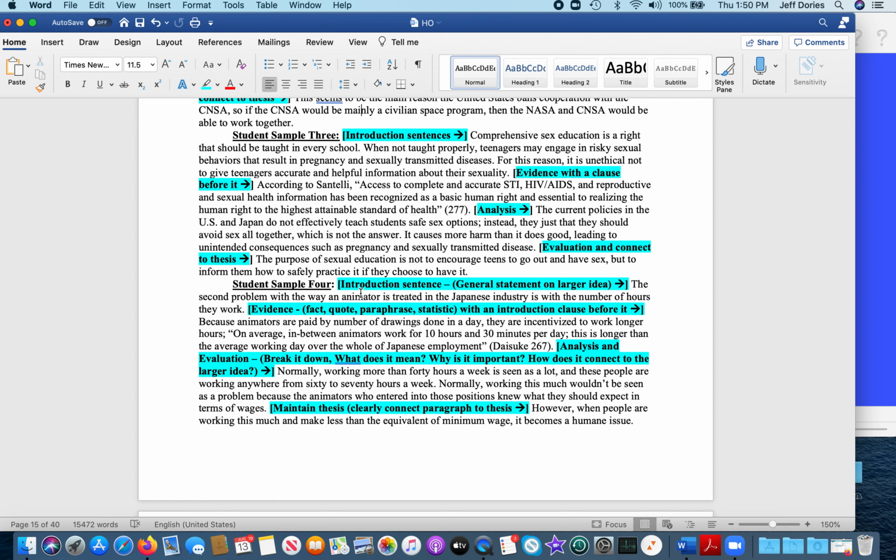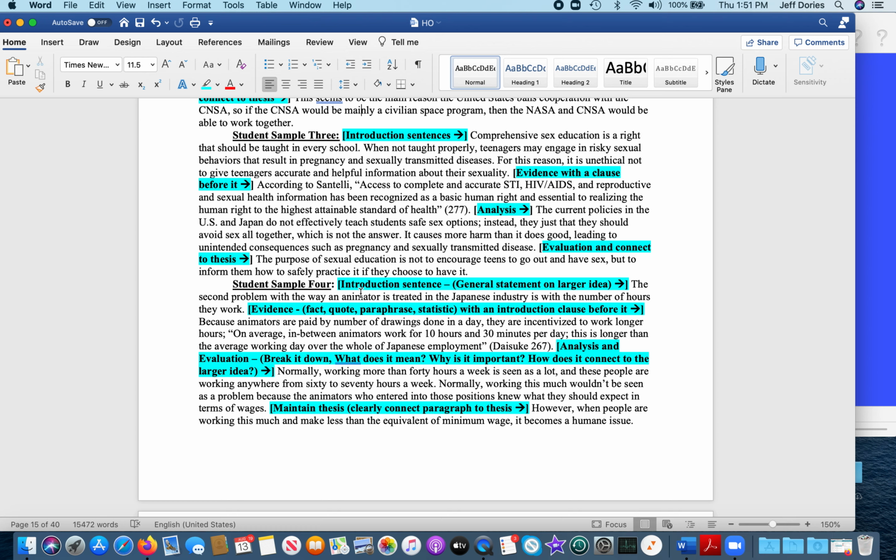The current policies in the US and Japan do not effectively teach students safe sex options. Instead, they just say that they should avoid sex altogether, which is not the answer. It causes more harm than it does good, leading to unintended consequences, such as pregnancy and sexually transmitted disease. Okay, so that clearly explains why that evidence is important. It's making the case to that jury of the importance of that.